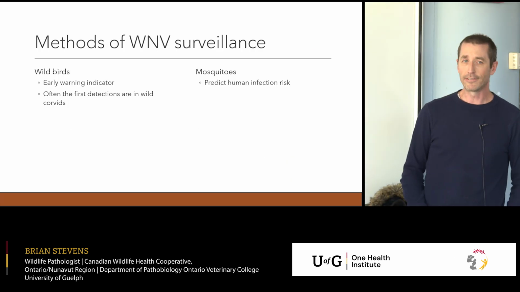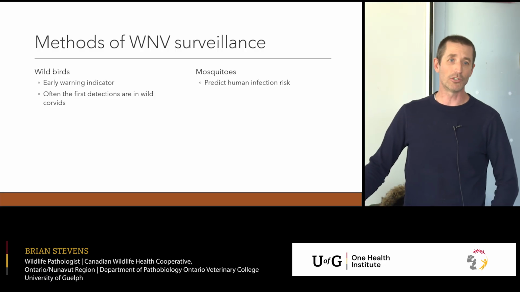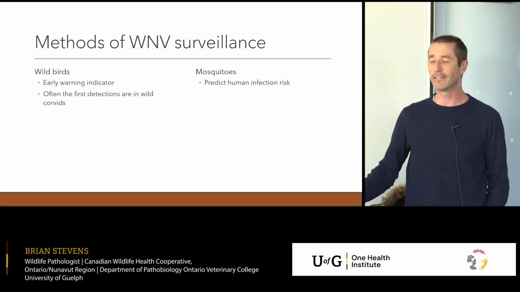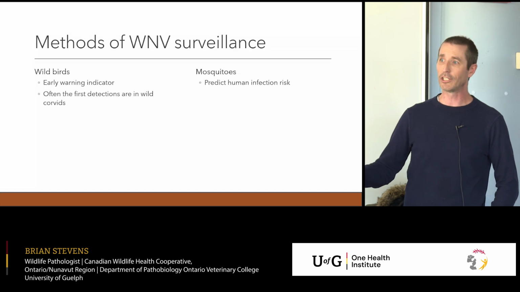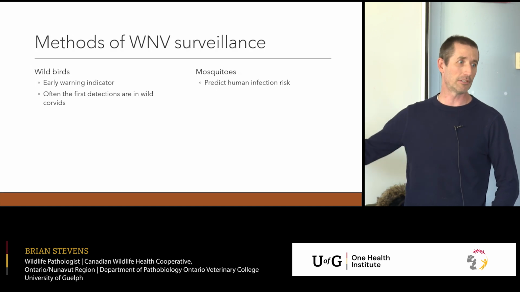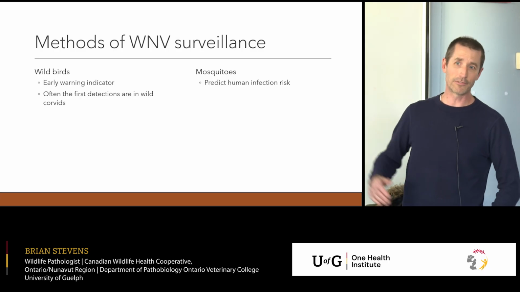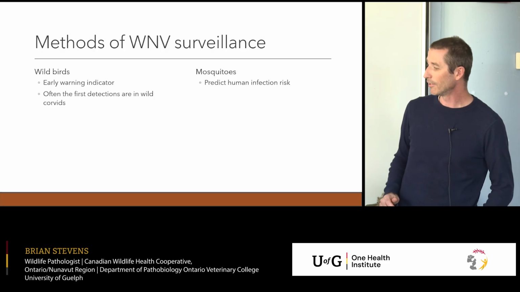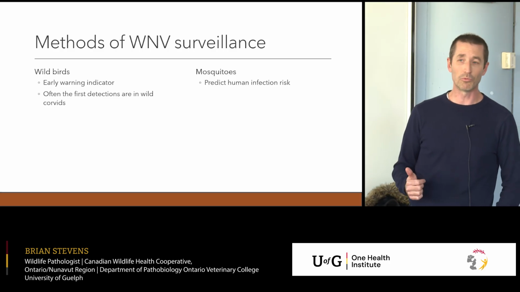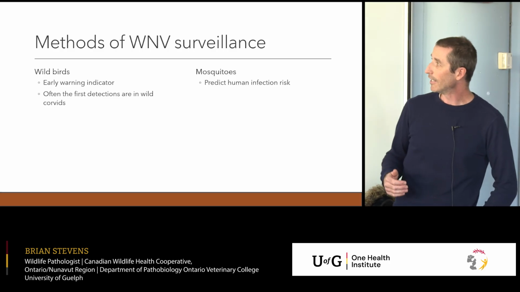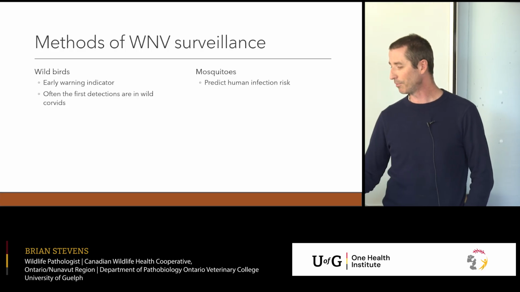So there are a few different ways that this virus is surveilled in the wild. One is with wild birds. So with us bringing in crows that have been found dead on the landscape, these can act as an early warning indicator. So we will get these crows dying much earlier than we see human cases or even detections within the mosquito pools out there. So we can give you an idea as to where this virus is much earlier than most of the other methods. Mosquito pools is very good because it can give you a sense for what the risk for human infection is, and help you predict kind of where that virus is going to spread and where it's going to be a major concern for public health.